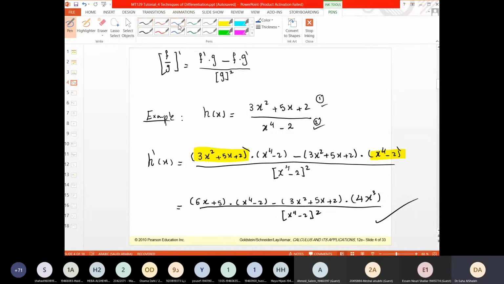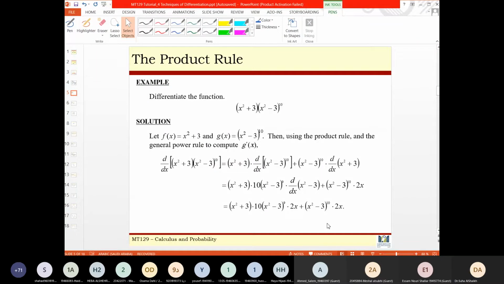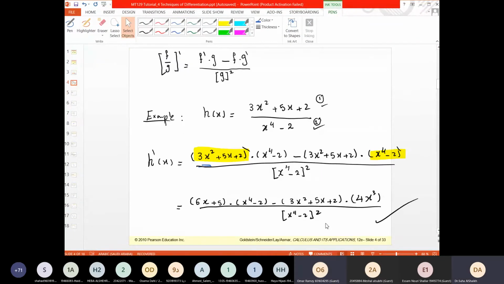6x, this one: I have 2 up, so 2 comes down, I have already 3, so it will be 6x. Got it? Yes, those are the basics of finding the derivative. The derivative of 5x is 5. The derivative of 3x squared is 6x. This is how we find the derivative. These are the basics of the derivative.